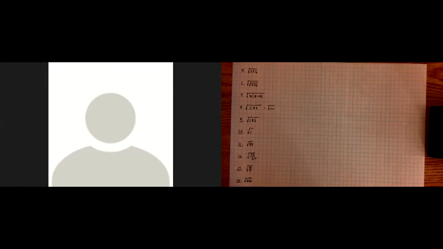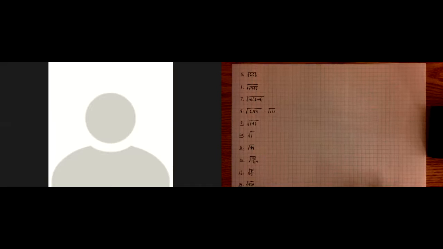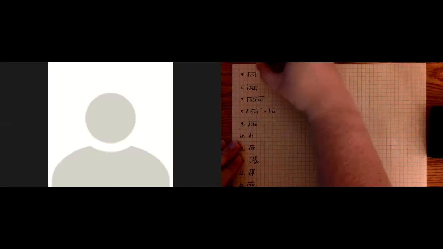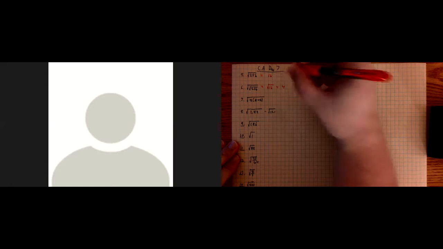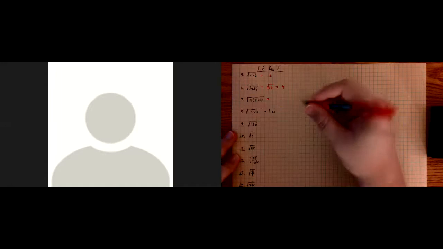All right, this first list, I'm going to go pretty quick through them. That is because, well, if you memorize your table of squares, these do go really quick. So let's start at the top. Oh, this is college algebra, day 7. All right. First one, the square root of 256 is 16. If the square root of 256 is 16, then the double square root would just be a square root of 16, which is 4. All right.